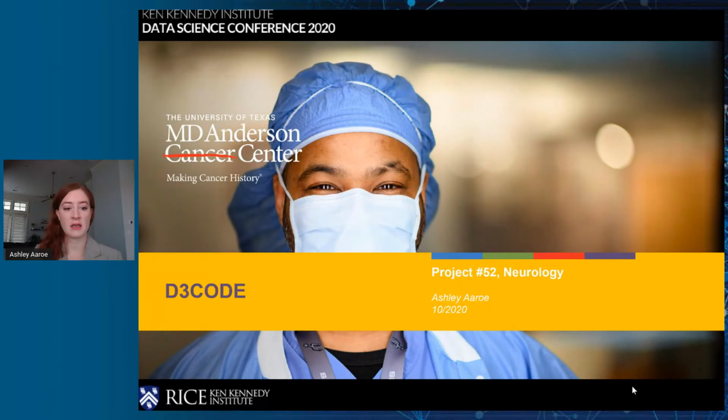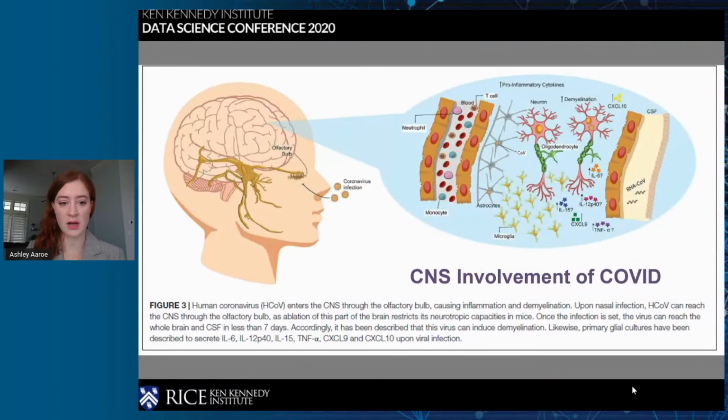So I am a clinical neuro-oncology fellow at MD Anderson, and I am helping with a project from our department to look at neurological manifestations in patients with COVID. I will describe a little bit of the current clinical and preclinical data that led us to investigate these topics, and we'll describe a little bit of what we've accomplished so far.